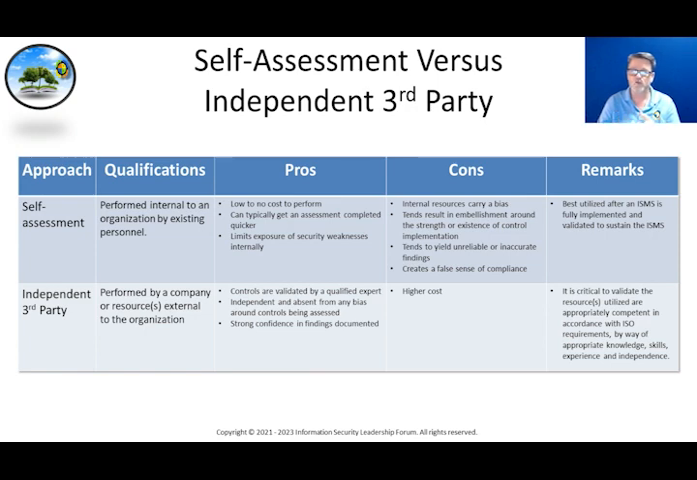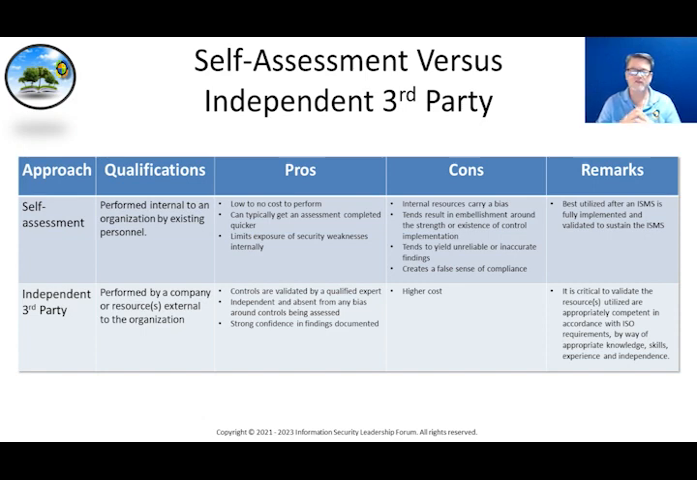On the independent third party, performed by a company or resource external to the organization, on the pro side, controls are validated by a qualified expert, and they're independent and absent from any bias. They didn't implement it. They don't have to defend it. They're not worried that somebody's going to say it's substandard. So an external party is doing it without bias, and there is strong confidence in the findings that are documented because of all those things that I said. On the con side, it will come in at a higher cost, obviously.